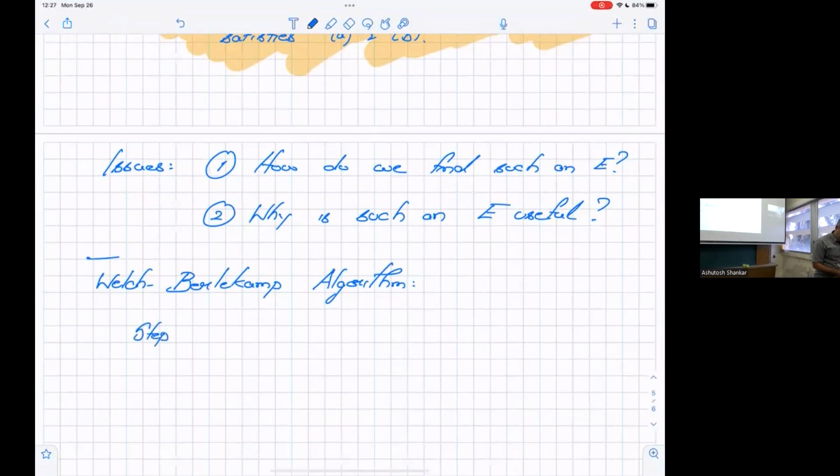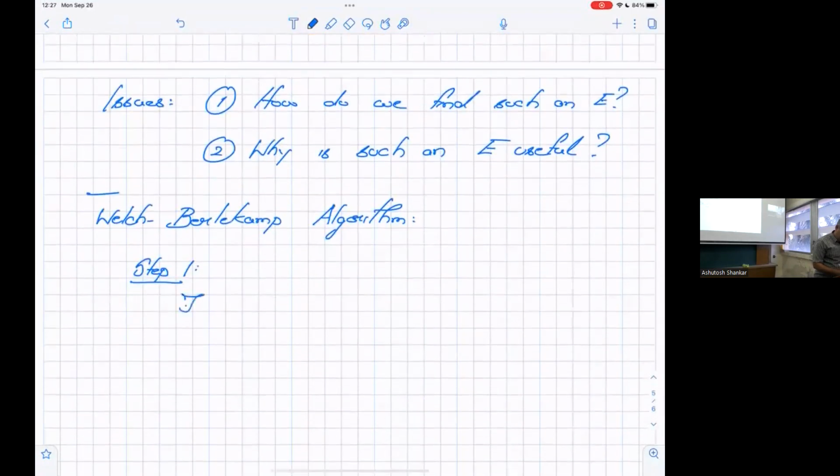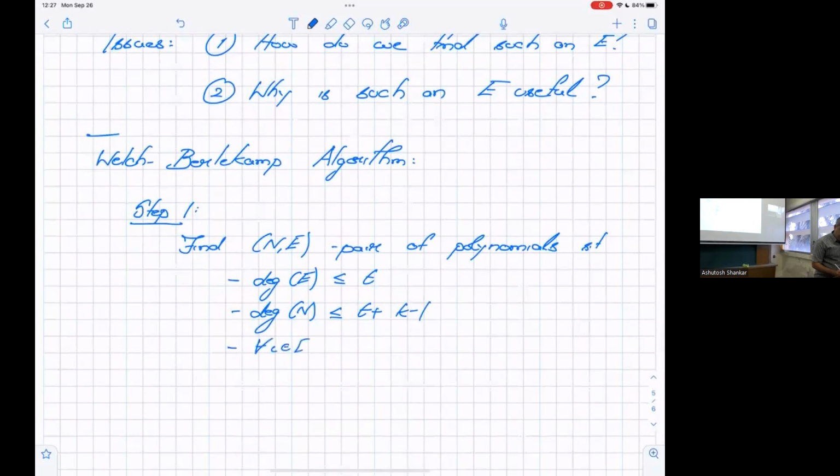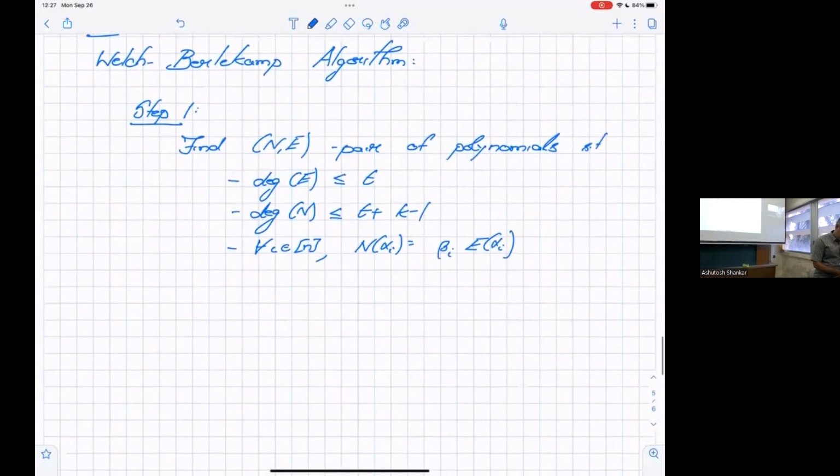Step 1. Find an N, E pair of polynomials, such that the degree of E is less than or equal to T, the degree of N is less than or equal to T plus k minus 1, and for all i, N of alpha i equals beta i times E of alpha i. That's step 1. Step 2. Output N by E.